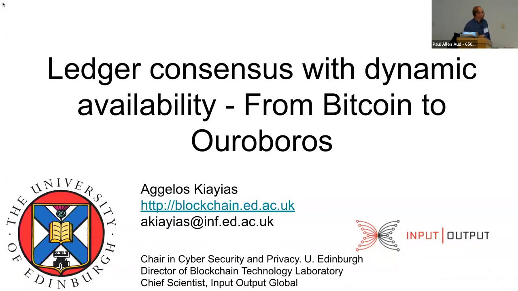So I'm going to go right ahead. Ledger consensus with dynamic availability. It's a story touching a little bit on early work I've done regarding the Bitcoin protocol, understanding the properties of the Bitcoin blockchain, and then bringing that to the proof-of-stake protocol Ouroboros, which is a family of protocols that we designed over a number of years, starting in 2016, so 6 years already.